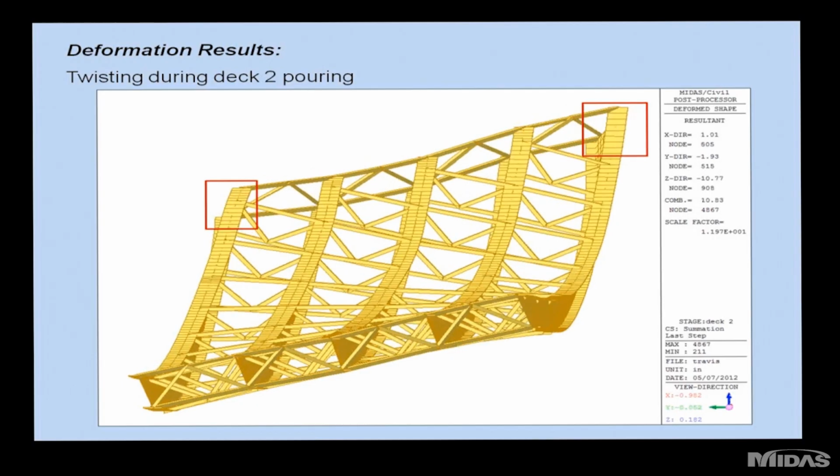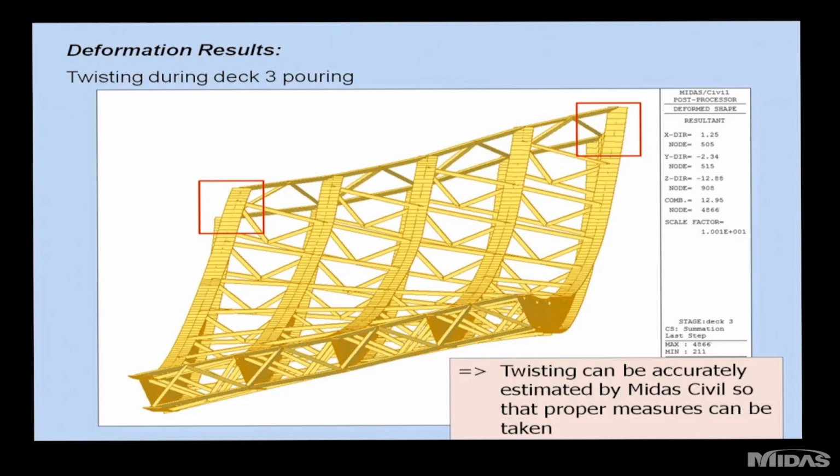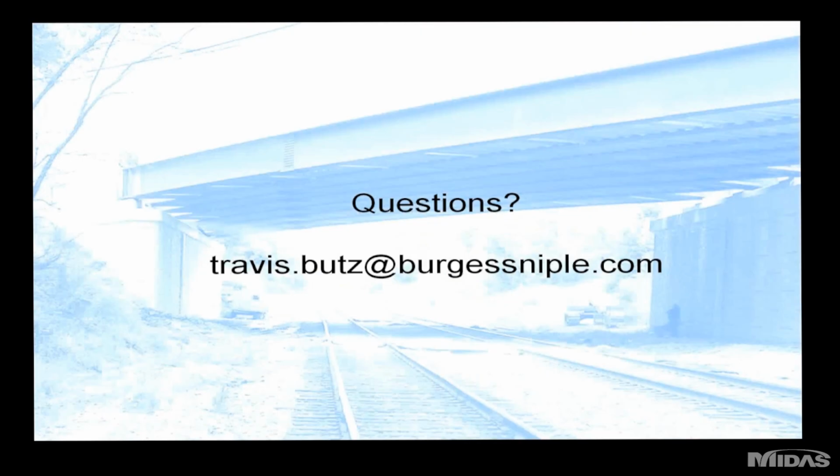Here you can see the stage 2 deck pour, slightly different deflected shape. And the stage 3 pour. So the message here is that with a detailed analysis, twisting can be accurately calculated, and Midas Civil provides you all the tools you need to do that. And hopefully this presentation has provided you with some ideas of how to deal with the problem once you know what the twist is. So that concludes my presentation. I think we can take questions now.